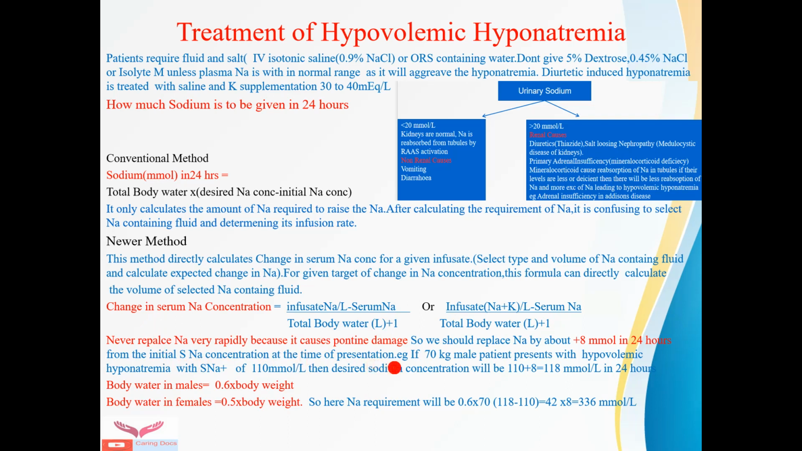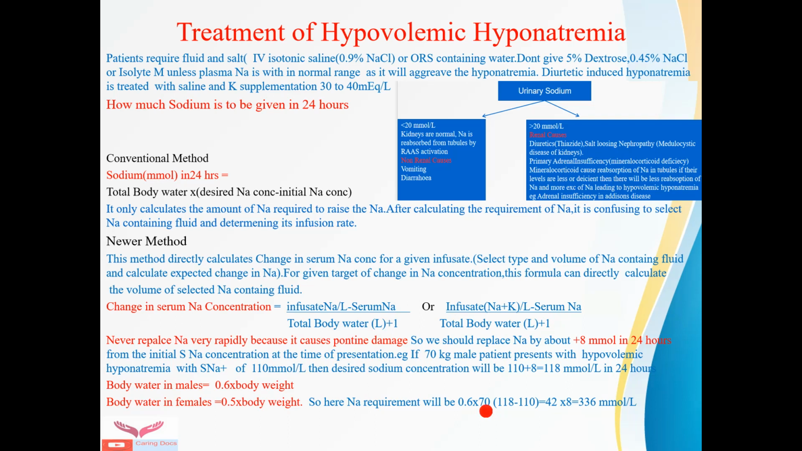Okay, for example, just take the example of a patient: a 70 kg male presents with hypovolemic hyponatremia with serum sodium of 110 millimole per liter. Then the desired sodium concentration in this case will be 110 plus 8, since I said we will not increase beyond 8. So desired concentration is 118 millimole per liter. The body water in male is 0.6 into body weight, and in female it is 0.5 into body weight. So the sodium requirement will be 0.6 into weight, total body water.